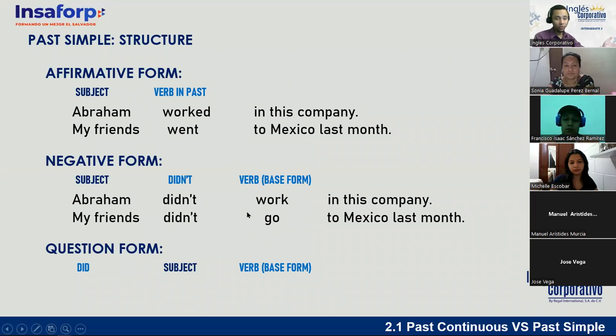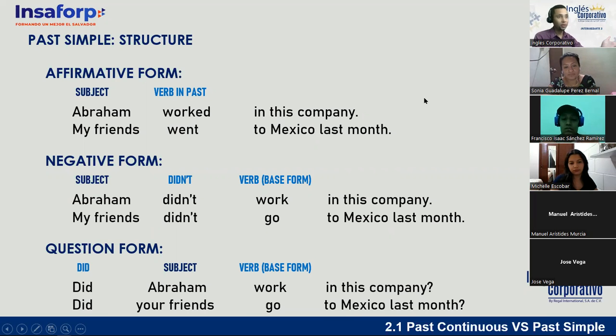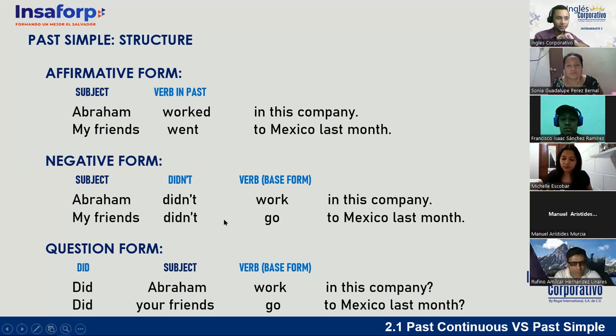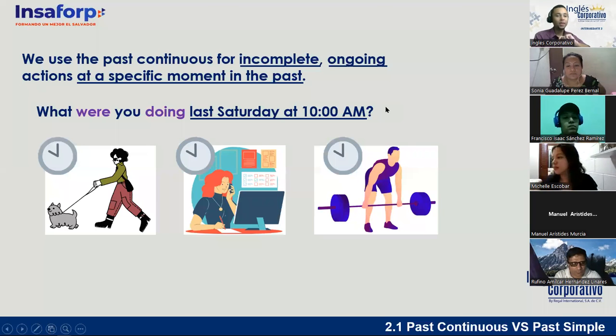And for the question form, you have to use did, which is the auxiliary at the beginning. Then you need the subject and then the verb in base form. So you say, did Abraham work in this company? Or did your friends go to Mexico last month? That's the idea. But I want you to take a look at this. Only in the affirmative form, you're going to use the verb in past, okay? Only in affirmative sentences. In negative sentences and in questions, the verb goes back to base form, okay? That's very, very important.